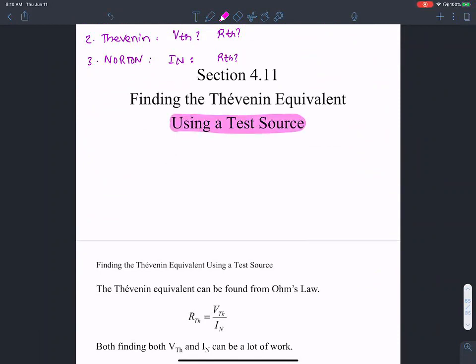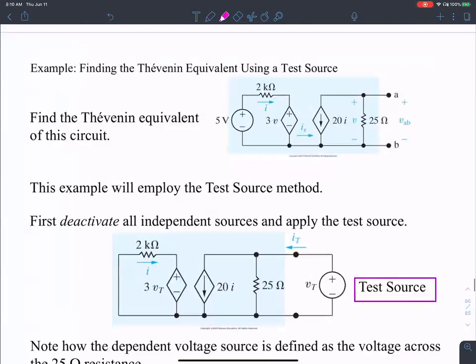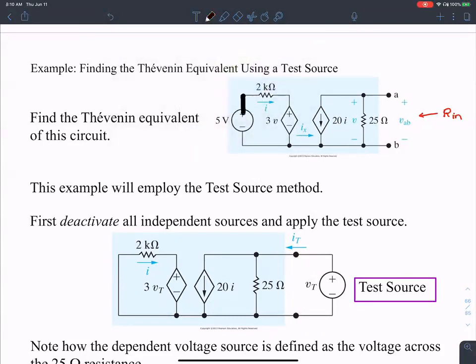Okay, using a test voltage or a test source. Oftentimes in circuits like this, it is not very obvious, and it is not very straightforward to calculate the input resistance. Even if I deactivate, the idea of deactivating an independent source is to replace it with a short, right? Even in this scenario, it's not easy for me to calculate the R in value.